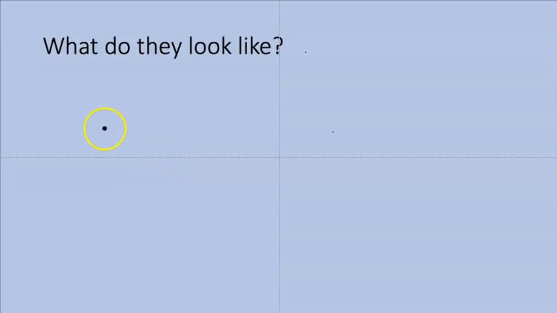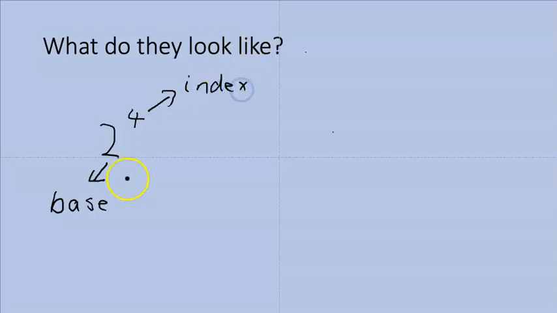Now, before we start off going over the index laws, let's first recap what an index is. If I've got, let's say, 2 to the power of 4, the 2 represents the base of the number. That's what we're multiplying by itself. The power, which we call the index, tells us how many times we multiply the number by itself. So, for example, 2 to the power of 4 just means 2 times 2 times 2 times 2.